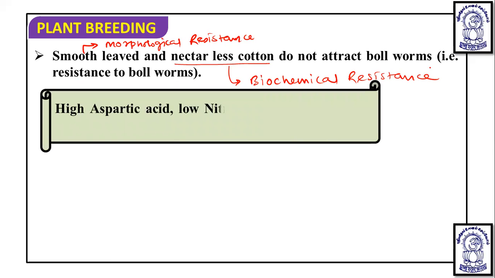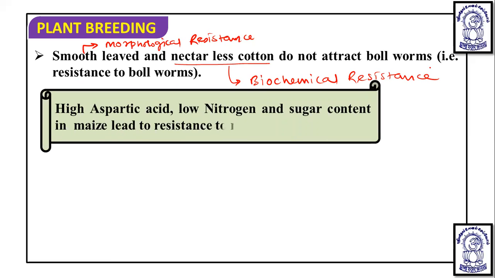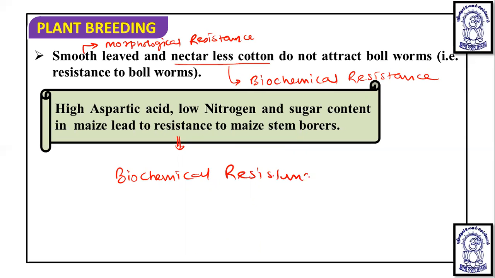Then another example is high aspartic acid production, with low nitrogen and sugar content. When these are low in maize, it provides resistance against stem borers. Stem borers will not get attracted towards this maize and infect and destroy it. So this is also a type of biochemical resistance.